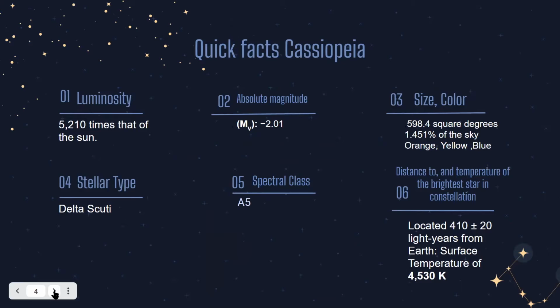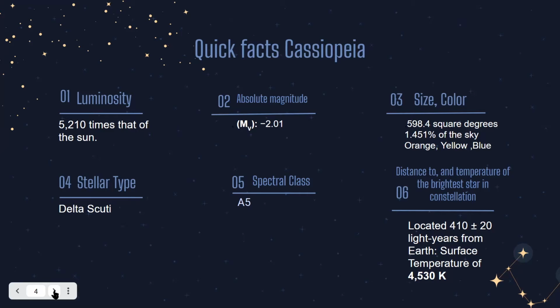Some quick facts of Cassiopeia. The luminosity is 5,210 times that of the sun. Absolute magnitude is 2.01. The size is 598.4 square degrees, so 1.451% of the sky. Its color is generally described as orange, yellow, or blue. The stellar type is of the Delta Scuti type. The spectral class is A5. It is located 410 plus or minus 20 light years from the Earth.